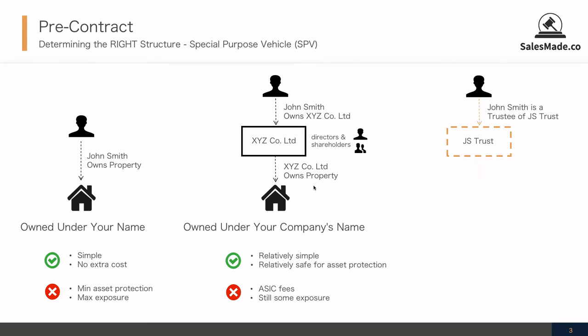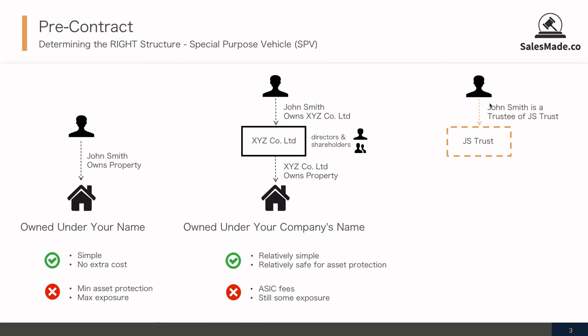Now, the third way, in our opinion probably the safest, is instead of having a company, John sets up a trust. Okay, a trust is not a company. A trust is like a shell, a shell that no one can actually see inside, except John himself, perhaps his beneficiaries, and perhaps his lawyers.